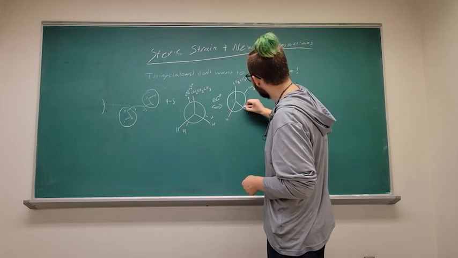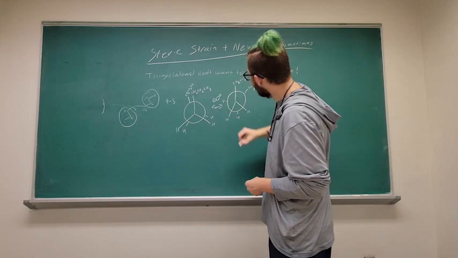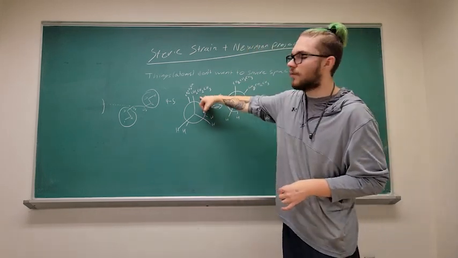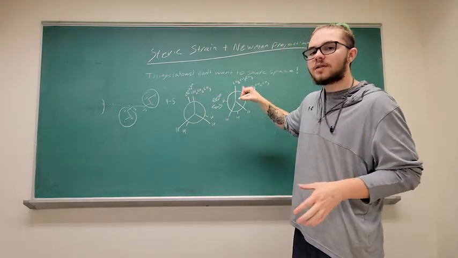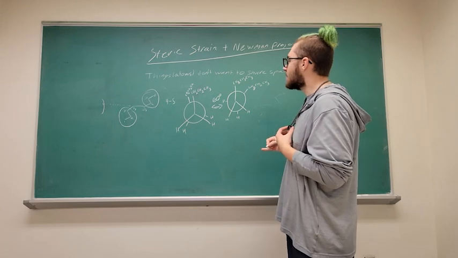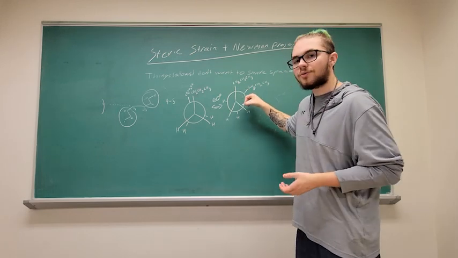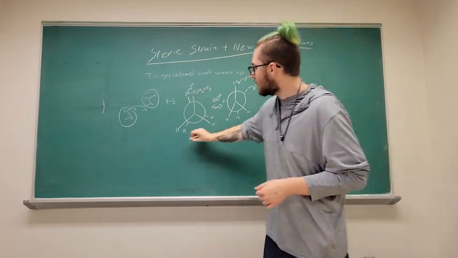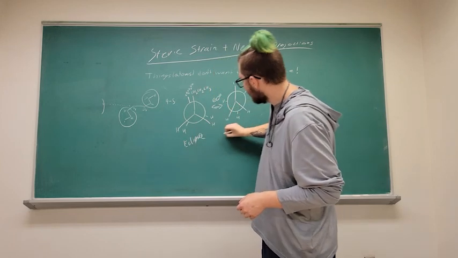And so, because we now have this staggered form, this is significantly more stable than this form, because we're decreasing the amount of steric strain by increasing the amount of space between the two groups. Now, this is eclipsed, and this is staggered.